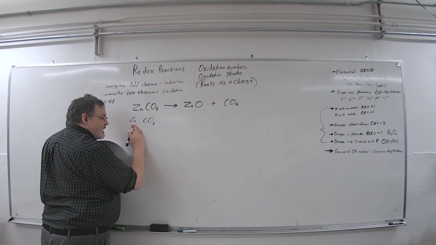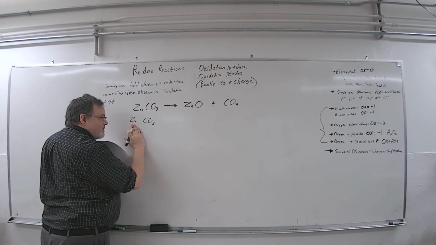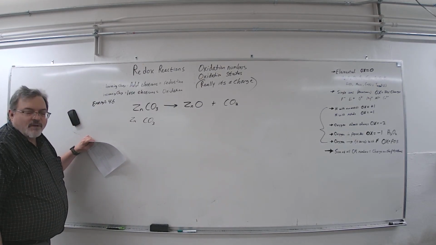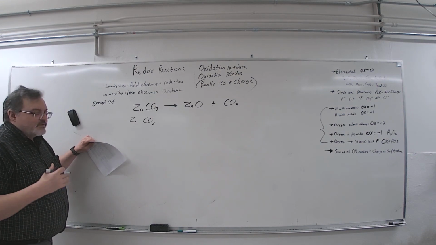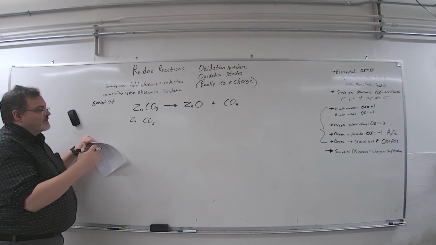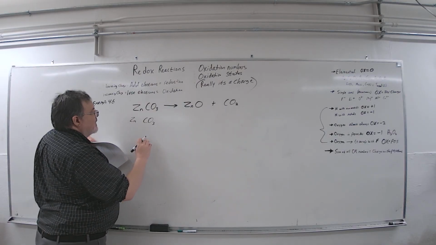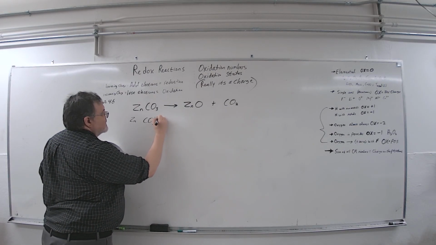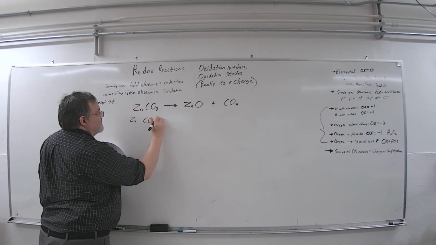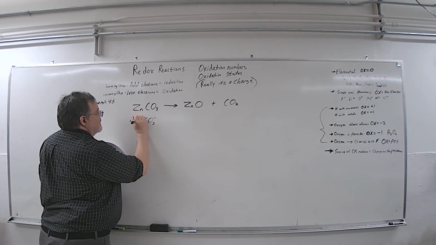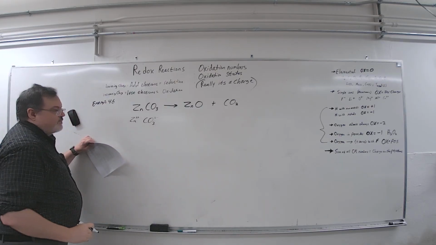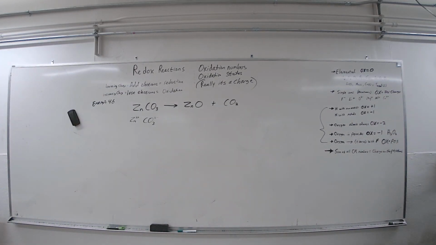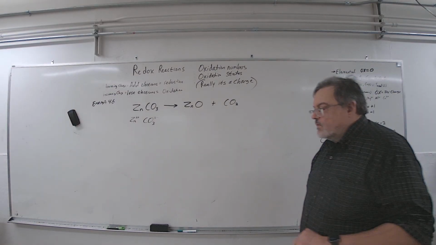Zinc is a transition metal. I lied to you when I said all transition metals can have more than one charge. There's a tiny number of exceptions to it. Zinc is one of them. But if you look up CO3, it's 2 minus, and that means zinc is 2 plus.